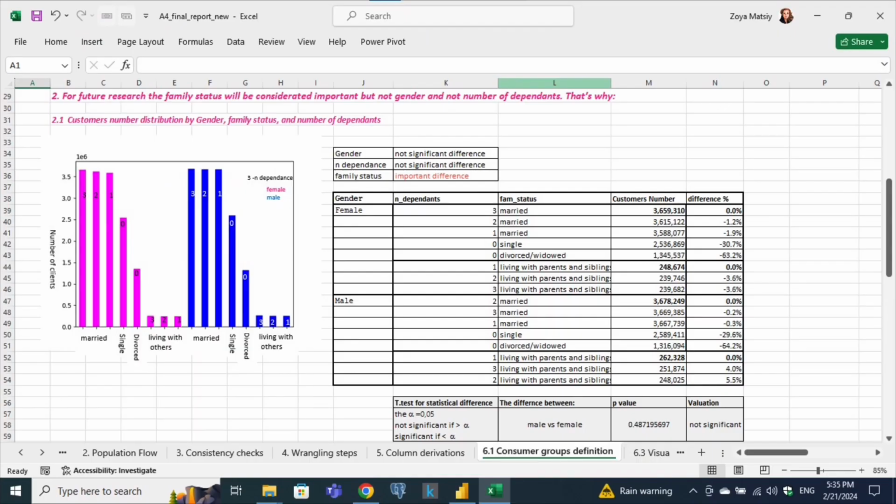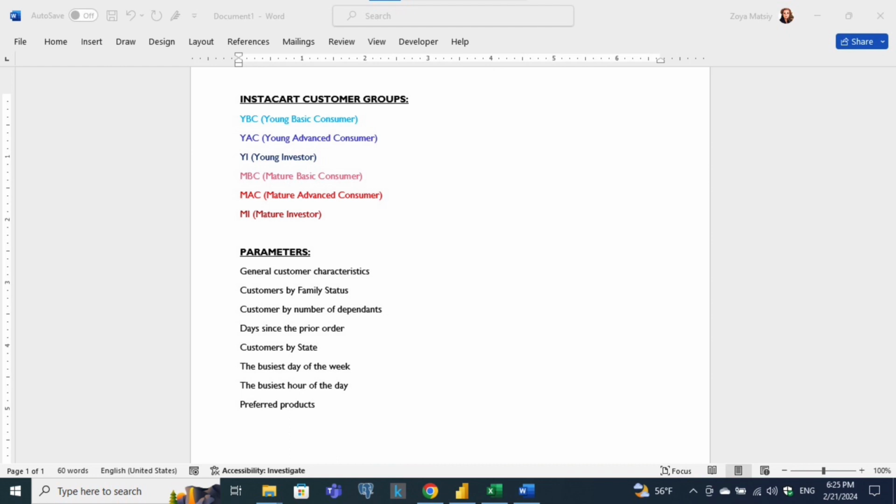Consequently, it makes sense to group customers based on income and age and include in every group analysis the family status parameter. So, we have identified the groups for which we will compile a matrix. These are groups of young people under 40 years old, young consumers, after 40 years old, mature consumers. And by income, the groups are designated as basic, with an income of up to $200,000 per year, advanced, with an income from $200 to $400,000 per year, and investors, with an income of more than $400,000 per year. Parameters used for analysis: we include all possible parameters from our database.